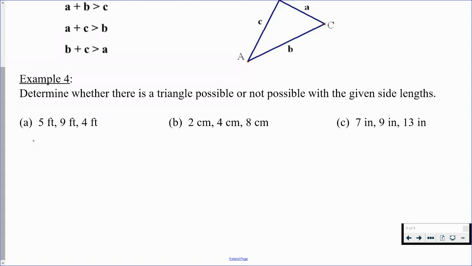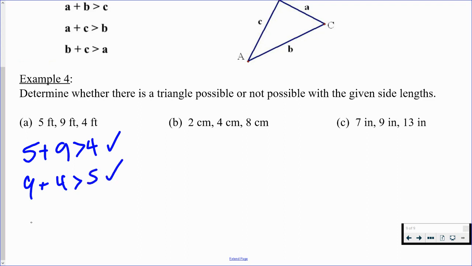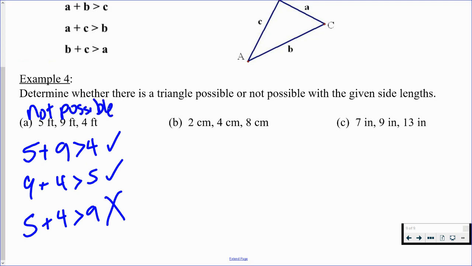Let's start working through A. Is 5 plus 9 greater than 4? Yes. Is 9 plus 4 greater than 5? Yes. Is 5 plus 4 greater than 9? No, it's equal to 9. It's not greater than 9. So guess what? This one is not possible. As soon as you get to one that doesn't work, you're done. Not possible. Let's try the next one.